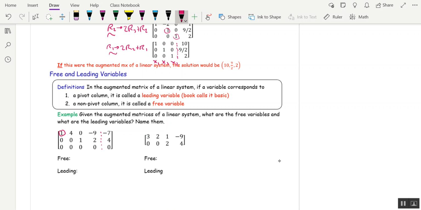So let's circle the pivots. Those are the leading variables. So x1 is leading and x3 is leading because column 1 and column 3 have pivots. Column 2 and 4 don't, so x2 and x4 are free. Next one, pivot, pivot. So x1 and x3 are leading, x2 is free.